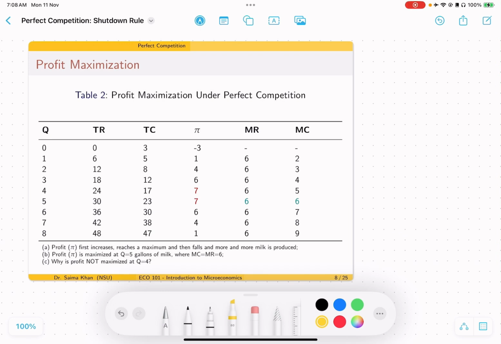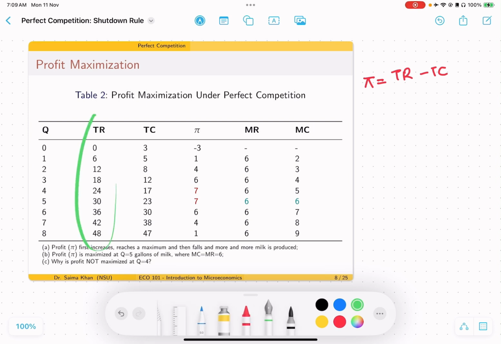When it comes to profit maximization, remember that we had discussed that profit has two parts. For profit, you need to look at the revenue side of things, but you also need to look at the cost. So here we have been provided with the total revenue in this table for that dairy farm, and at the same time we've been provided with the cost.